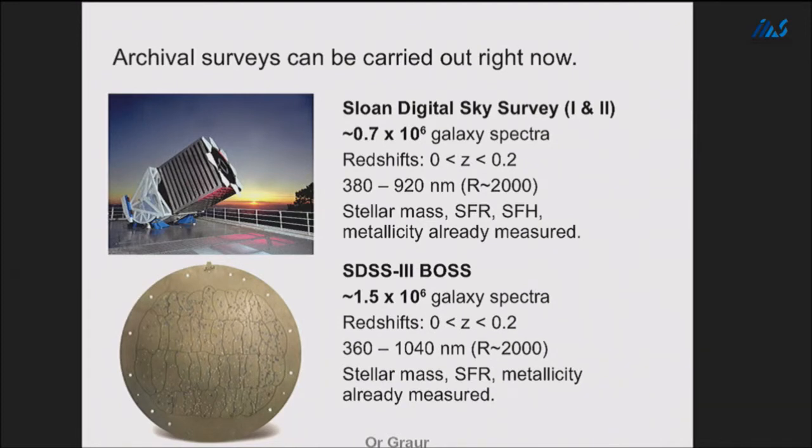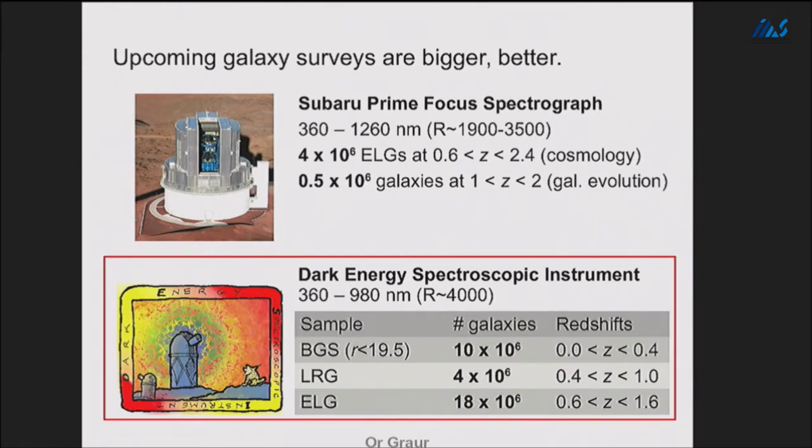SDSS-3 had the Baryon Oscillation Spectroscopic Survey, which had 1.5 million galaxies, so double the number in SDSS. The redshifts here are actually incorrect. This goes much higher. The median is at 0.6. And eBOSS, which is ongoing, is much smaller. It's only about 250,000 galaxies, also at higher redshifts. What's more interesting is the upcoming galaxy surveys, which are going to be much larger.